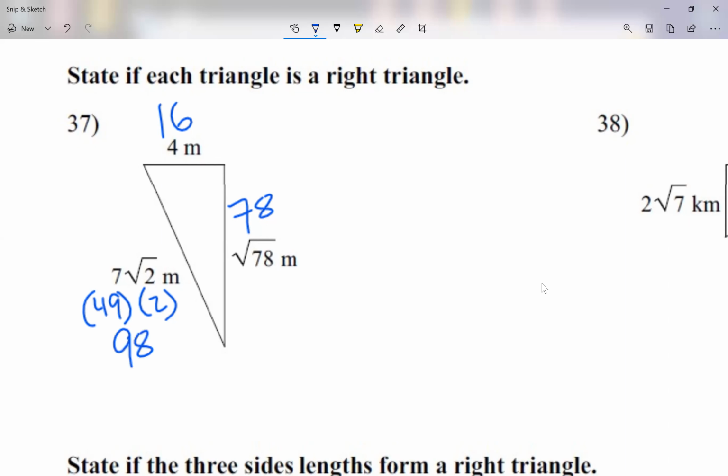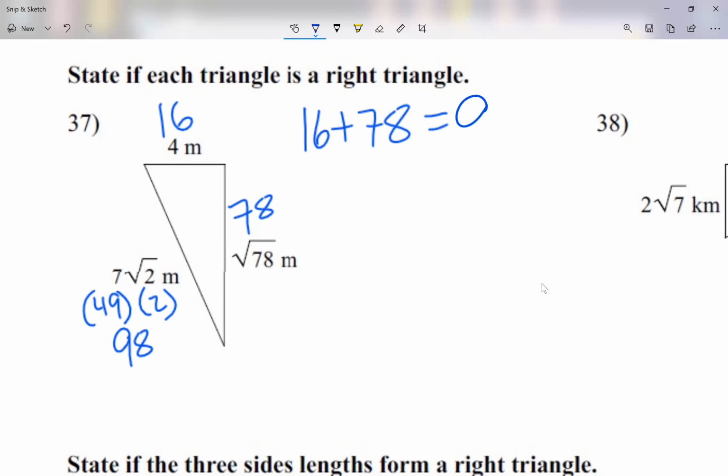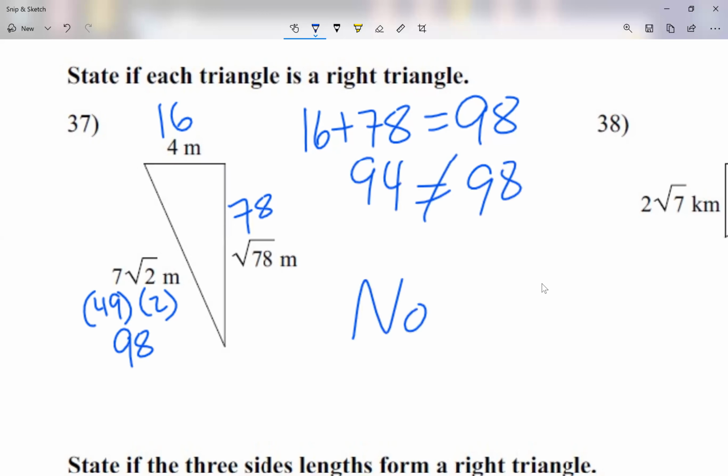Okay, so now let me ask the question, is this a right triangle? It's more like a yes or no type of question. Let me add the two small numbers, 16 plus 78, and I'm hoping this is equal to 98, right? If it is equal to 98, then I say yes, it is a right triangle. If it is not equal, then I say no, it's not a right triangle. 16 plus 78 is 94. Now, 94 is not 98. Therefore, no, this is not a right triangle.